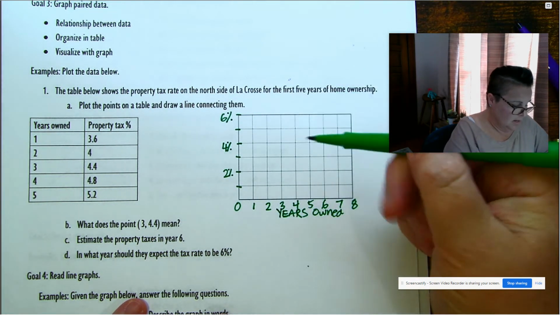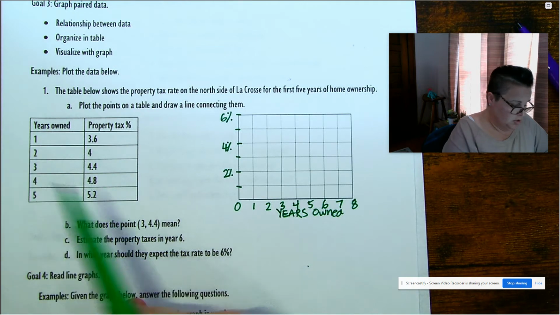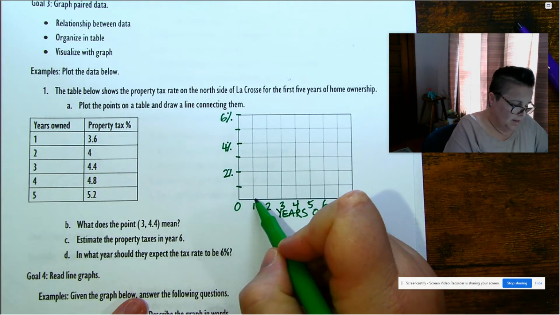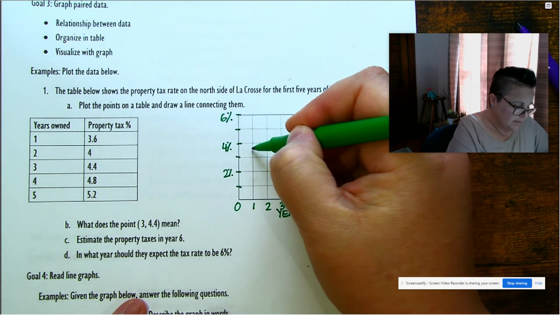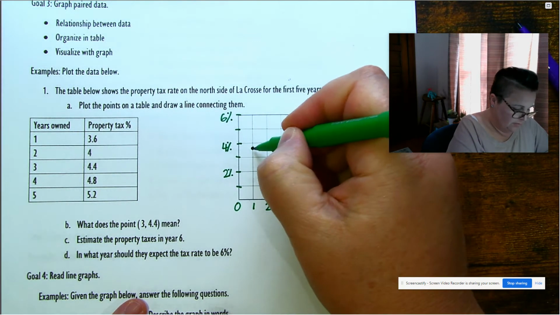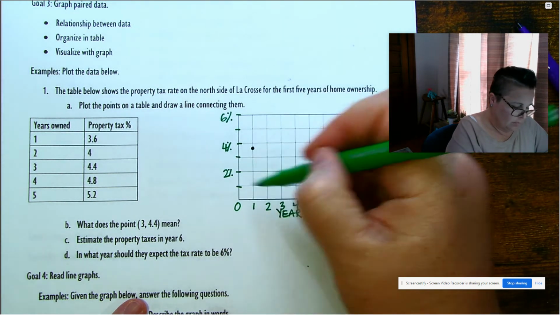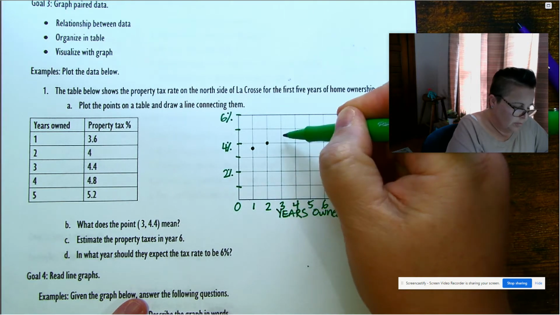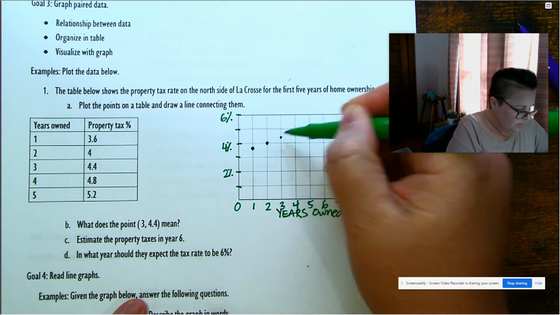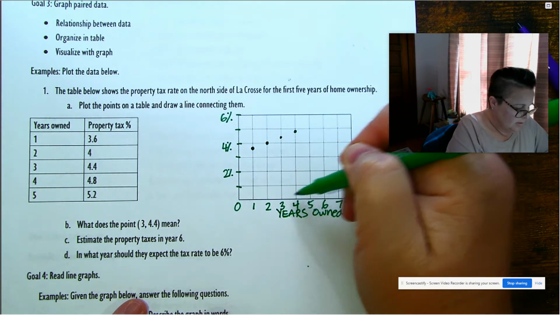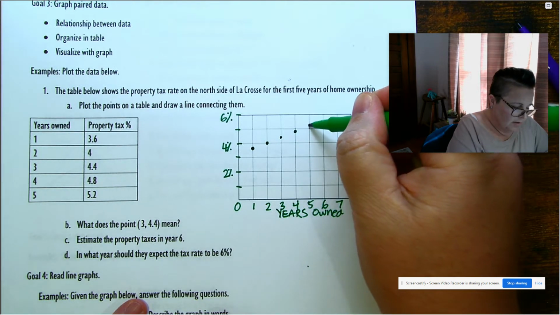Okay. Now I am going to graph this table by doing 1 and 3.6. I'm approximating, but that's okay. There's my first point. My second point is at 2, 4. My third point is at 3, 4.4, 4 and 4.8, 5 and 5.2.